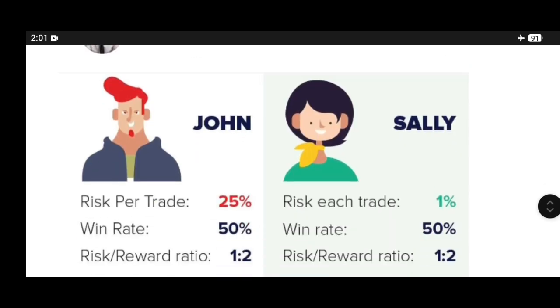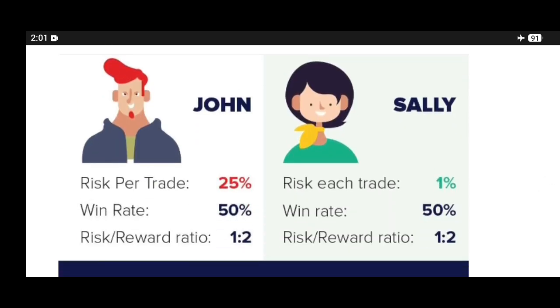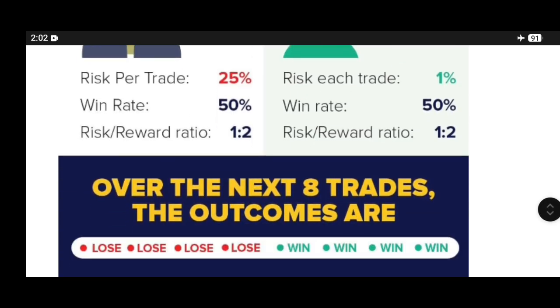So let's continue and watch this diagram. We have two people: John and Sally. John risked 25% per trade, and Sally risked 1% per trade. Their win rate is 50% and their risk to reward ratio is 1:2, both of them. But look at what happened, so that you can know the power of risk management. Over the next 8 trades, this is the outcome.